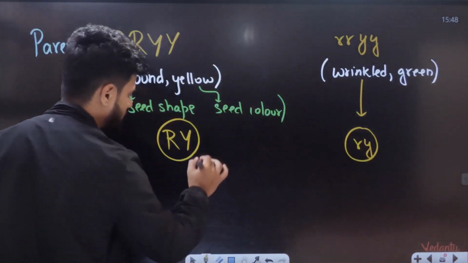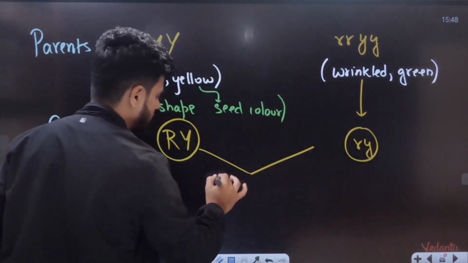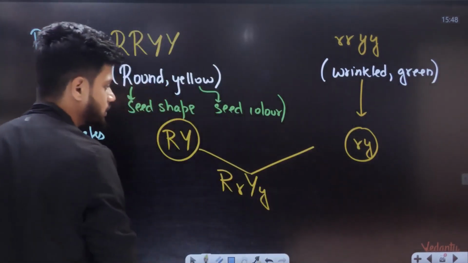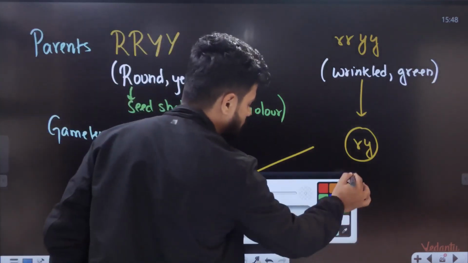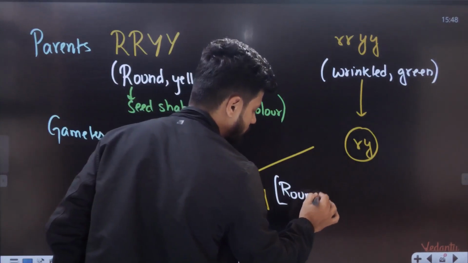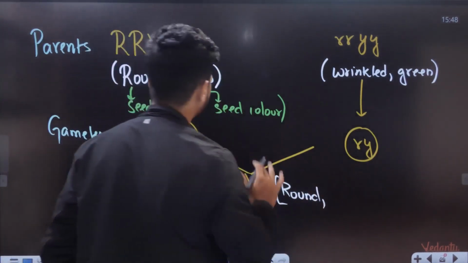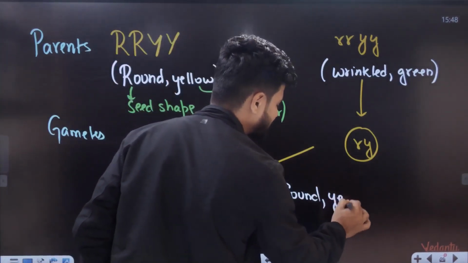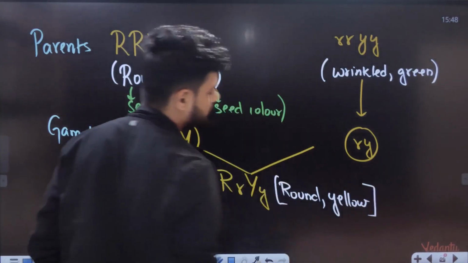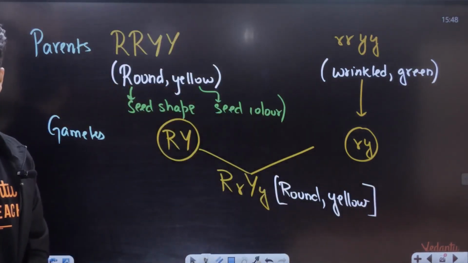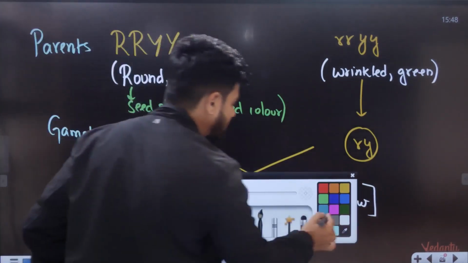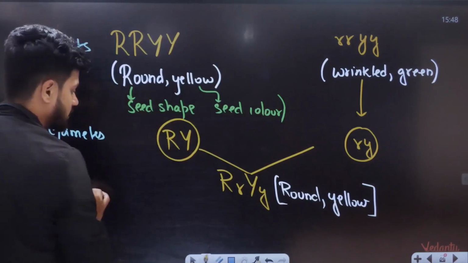Next step is called F1. We cross over, we get capital R, small r, capital Y, small y. Now here, capital R is dominant, so round. Y is dominant, so we get yellow. So we will get round and yellow right here. Now next step is called selfing of F1. This is F1.